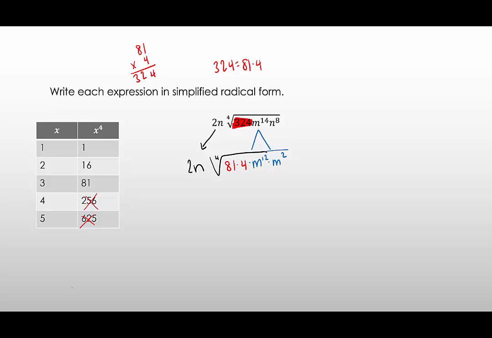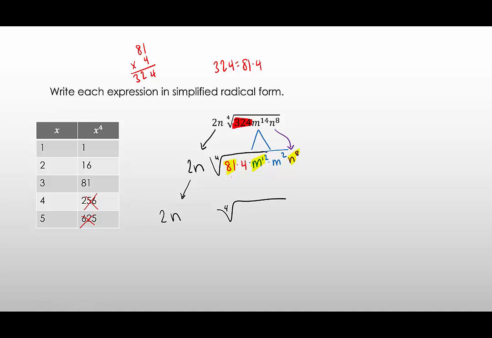N to the 8th, well, 8 is a multiple of 4. So I'm just going to leave this as n to the 8th. And once again, I'm just going to bring down this coefficient for now. But now I'm going to space out my 4th power. And now I'm going to start looking for those perfect powers of 4. And again, I'll highlight them so they're very visible. 81 was a perfect power of 4, m to the 12th, and n to the 8th.